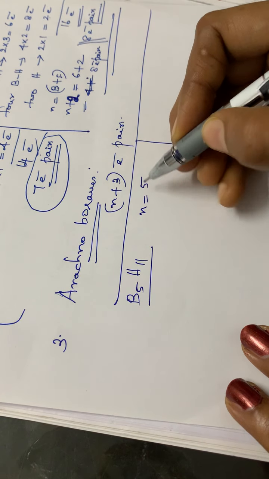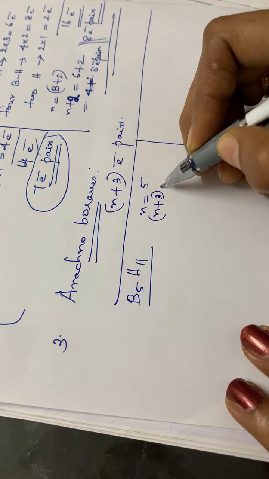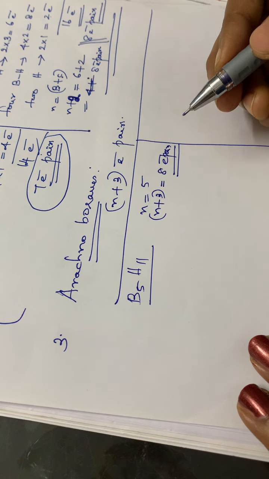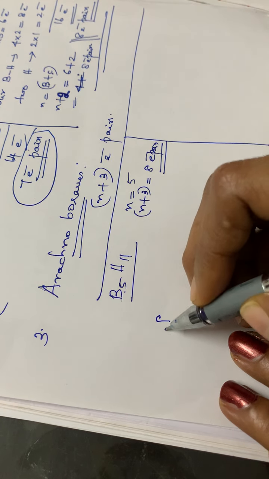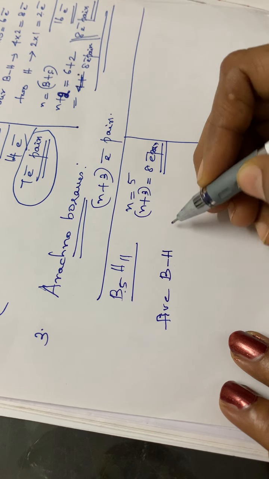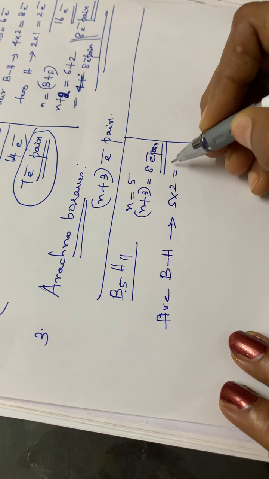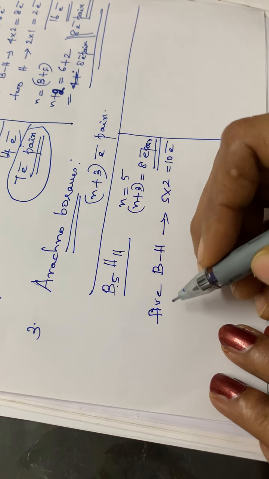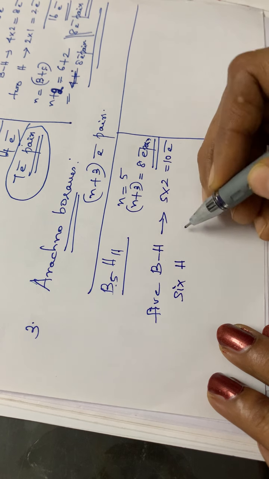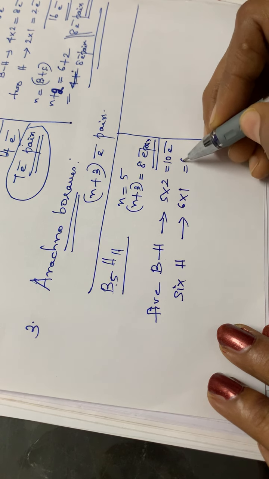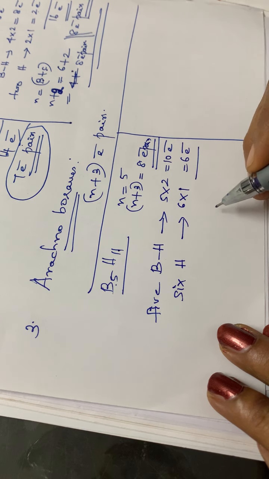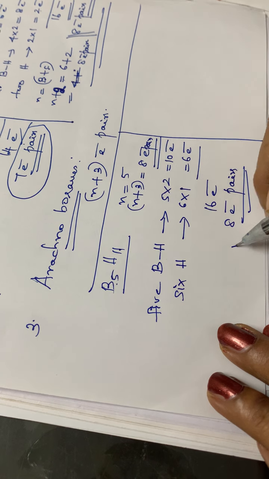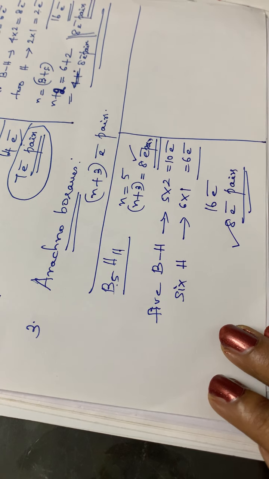Here N is equal to 5. So N plus 3 is equal to 5 plus 3, that is 8 electron pairs. Then again, how many BH units are there? 5 BH units are there. 5 BH units means 5 into 2, that is 10 electrons. Then the remaining 6 hydrogens are there, isn't it? 6 hydrogens means 6 into 1, that is equal to 6 electrons. So in total 16 electrons, or we can say 8 electron pairs. Is it right? Here also we had obtained 8 electron pairs.